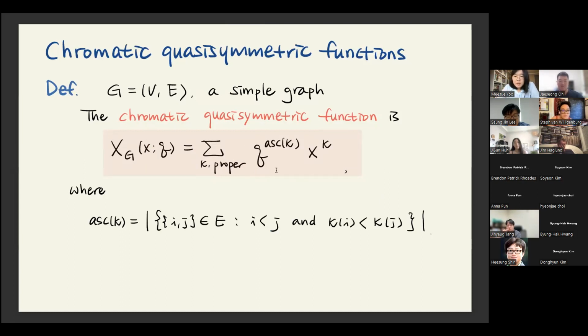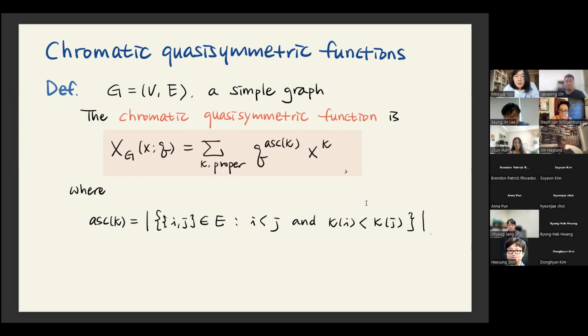as a summation of these q-powered monomials, where the q power, the ascent statistic, comes from the number of edges which satisfy the condition that the vertex labeling and the coloring values have consistent comparability. So if i is less than j in the vertex labeling and the coloring values also satisfy the same inequality condition, then we count that as an ascent. So that defines the q power, and you add up this q to the ascent times the monomial coming from the proper coloring, and that defines the chromatic quasisymmetric function for the given graph.